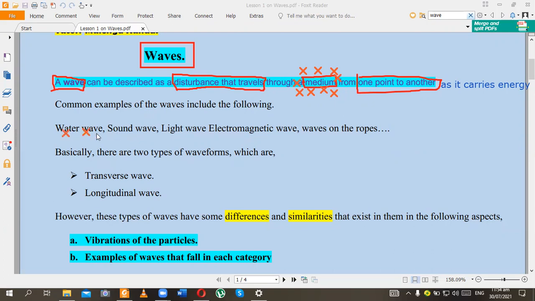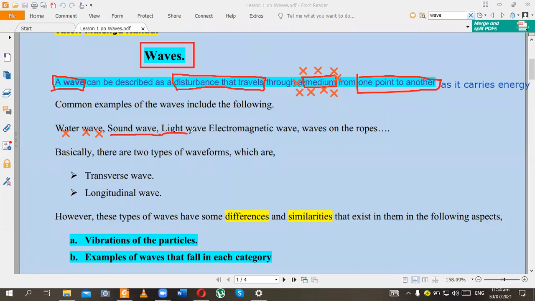So we have the water waves. In here, the media is the water. When there's a disturbance on the water, you see that the wave will travel. The other one is sound waves. The other one is light waves. Light waves is another example of waves that we can talk about.